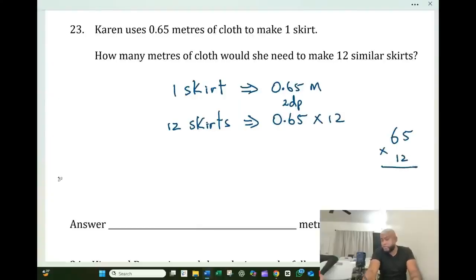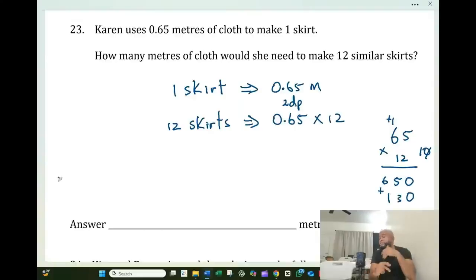Let's work. So 2 multiplied by 5 is 10, right? I'm going to put 0 in the 1's position here, and then I'm going to add 1 to what I get when I multiply 2 by 6. 6 twos are 12, plus 1 is 13.